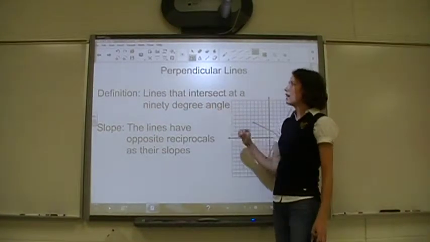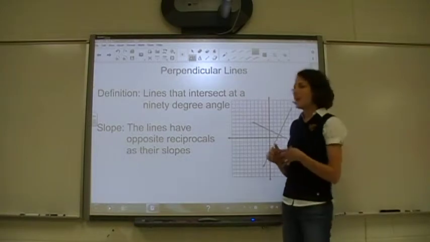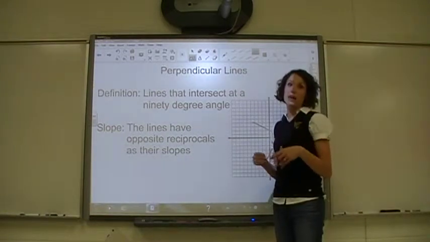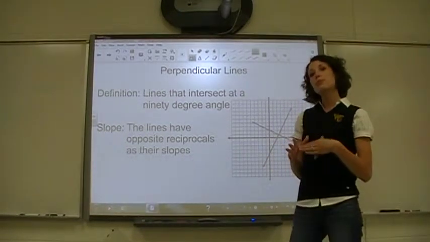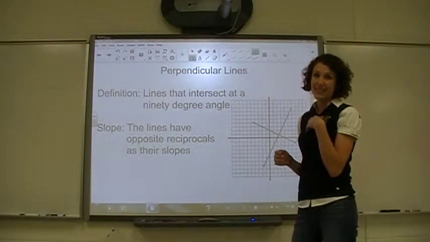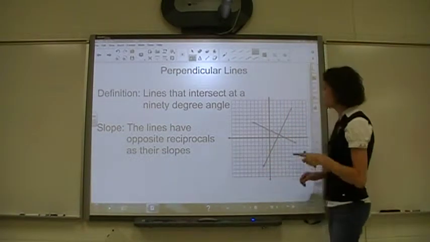Now let's talk a little bit about perpendicular lines. Perpendicular lines are lines that intersect at a 90-degree angle. Their slopes, you want to think of the opposite reciprocal as their slopes, or how I like to say it is flip it and switch it. Okay, I'm going to show you what I mean.